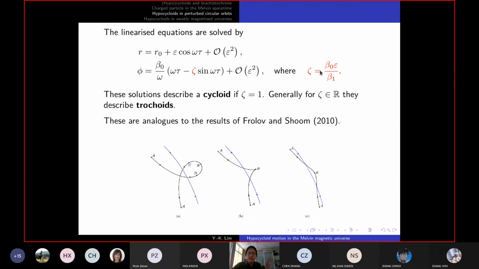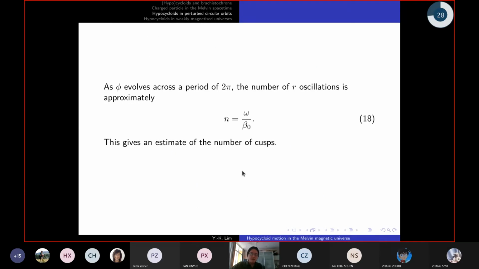If I'm looking specifically for a cycloid, then I need to choose the parameter to give me 1 over here. But in general, zeta can be any number, right? I believe if zeta is greater than 1, you get the looping shapes, the prolate cycloids. If zeta is equal to 1, you get a sharp corner, and less than 1, this is where phi dot never changes sign. So when it never changes sign, you just get this kind of boring type of motion. This was obtained by Frolov and Shoom when they were studying charged particles around a weakly magnetized Schwarzschild black hole.